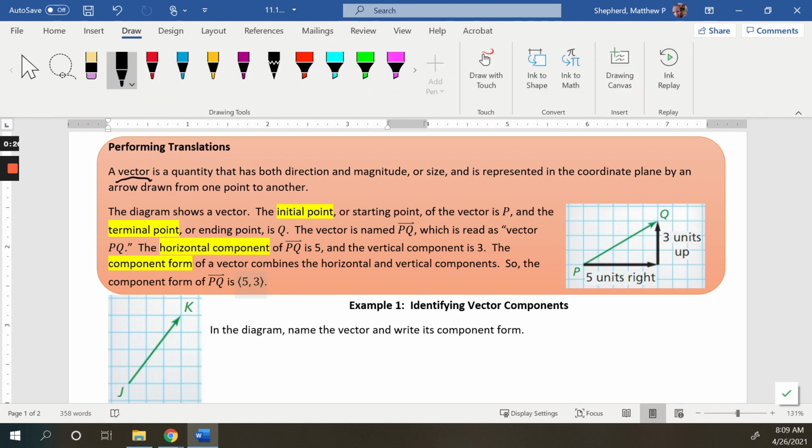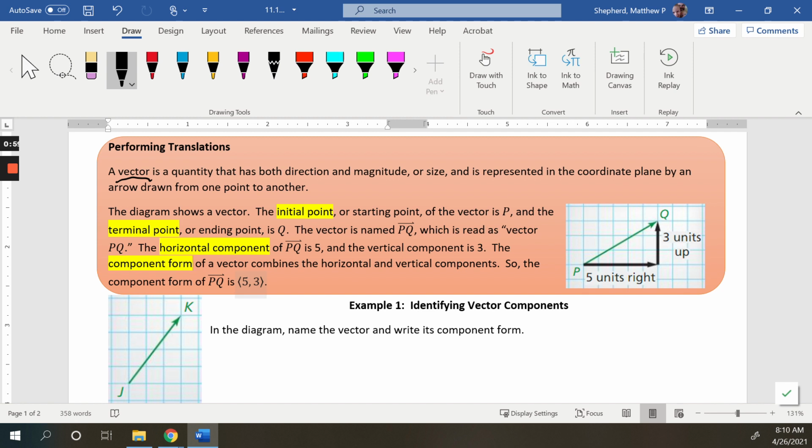A vector is a quantity that has both direction and magnitude. So it tells us not only what direction to go in, but also how far. That's what they mean by magnitude. And it is represented in the coordinate plane by an arrow drawn from one point to another. So this P to Q represents a vector. It has a direction, and it also has a magnitude. It has a specific distance that it goes.